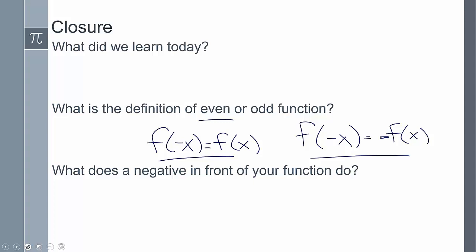And then what does a negative in front of your function do? Reflection over the x-axis. This does conclude our lesson.